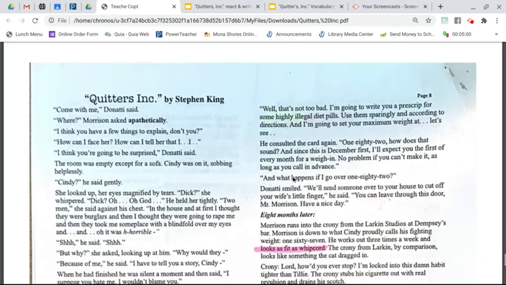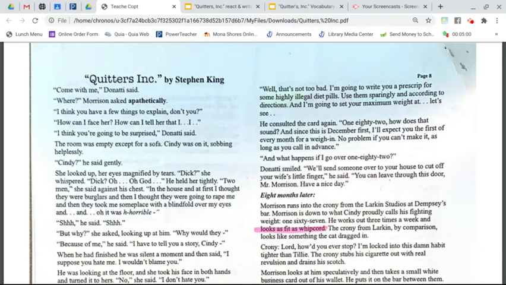Come with me, Donati said. Where? Morrison asked apathetically. I think you have a few things to explain, don't you? How can I face her? How can I tell her that? I think you're going to be surprised, Donati said. The room was empty except for a sofa. Cindy was on it, sobbing helplessly. Cindy, he said gently. She looked up, her eyes magnified by tears. Dick? She whispered, oh, Dick.